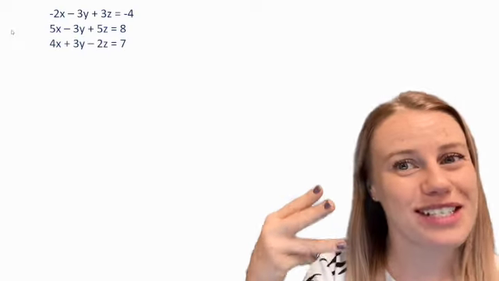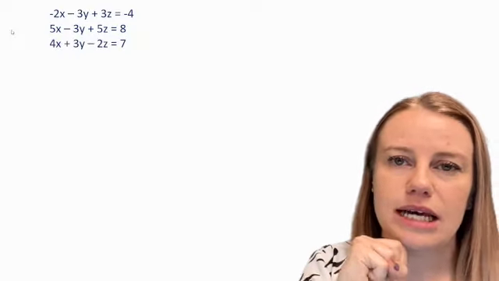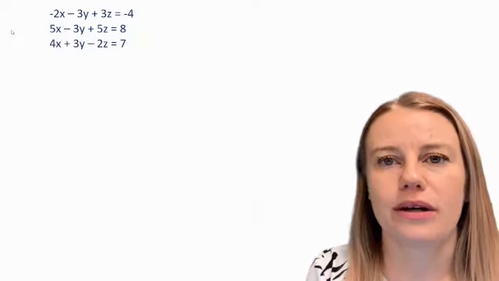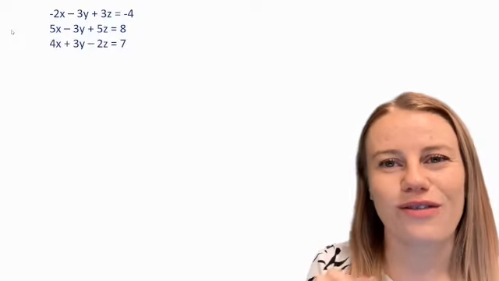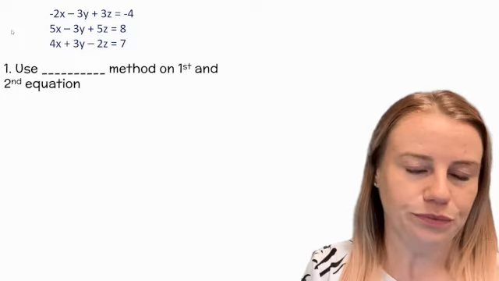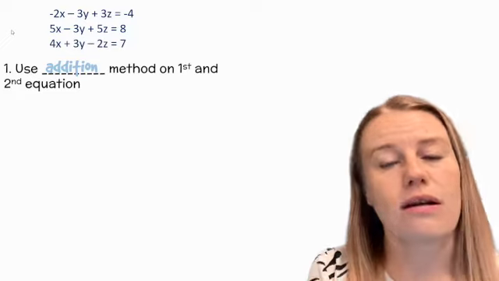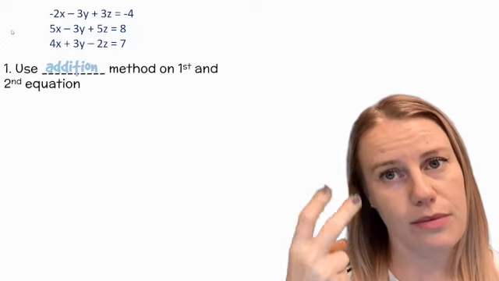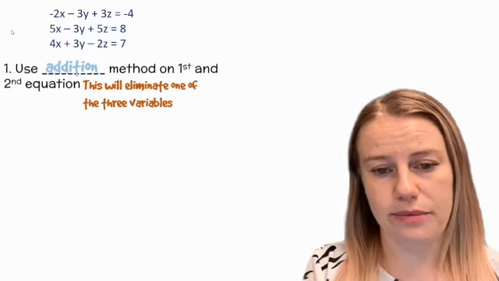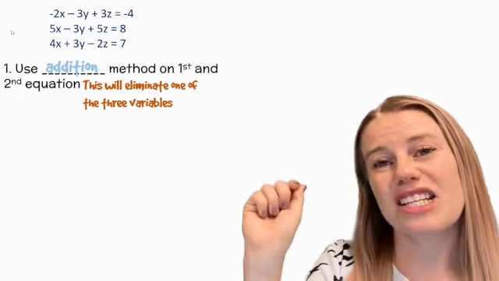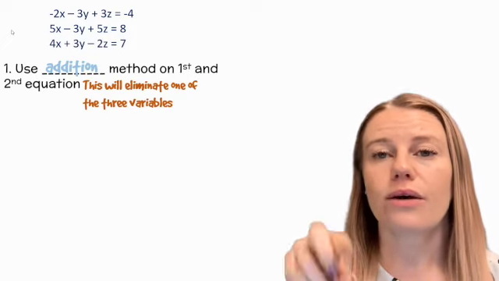All right, so like I said, we're going to have 3 variables. That means we're going to have 3 equations. So here is an example showing you we've got our 3 equations, and we've got x, y, and z, and we need to solve for all 3 of those. So step 1, we are going to use our addition method on the first and second equation. Okay, so you might want to write this down. The point of doing this is to eliminate one of your variables so that at the end we have only 2.